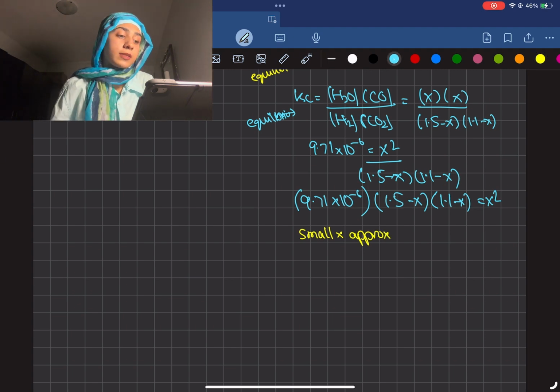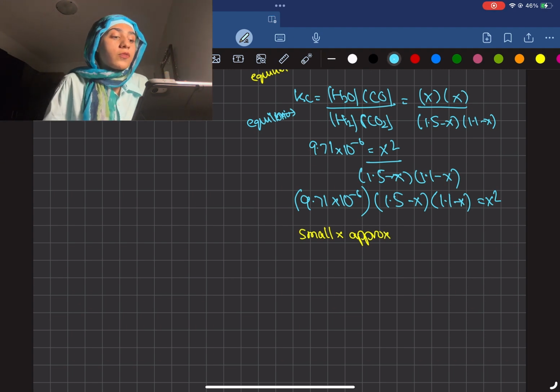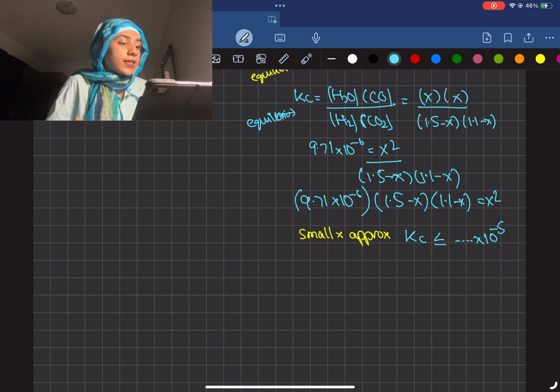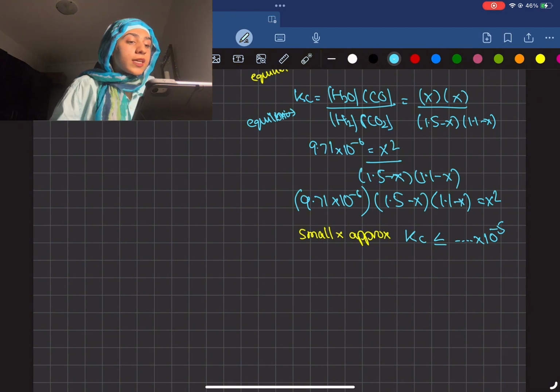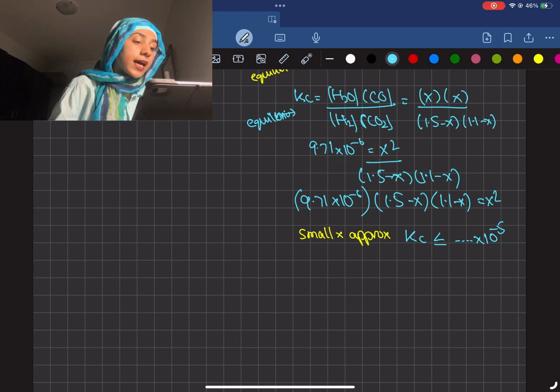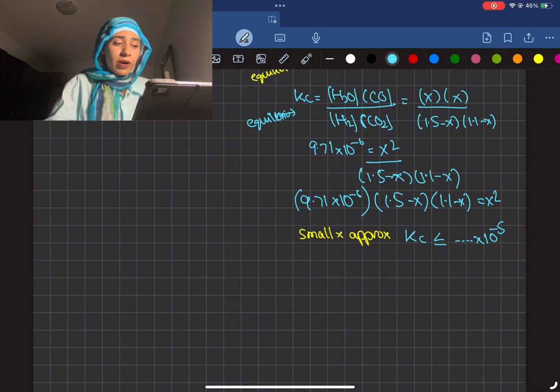Now how do you do small x approximation, and when do you do small x approximation? For small x approximation, whenever the value for Kc or Kp is less than or equal to 10 raised to the power negative 5, then you use small x approximation. Over here, the value I have for my Kc is raised to the power negative 6, which is smaller than negative 5, so that means that I can use small x approximation. It would basically mean that the value I'm going to get for x is really small, to the point that it's quite negligible.